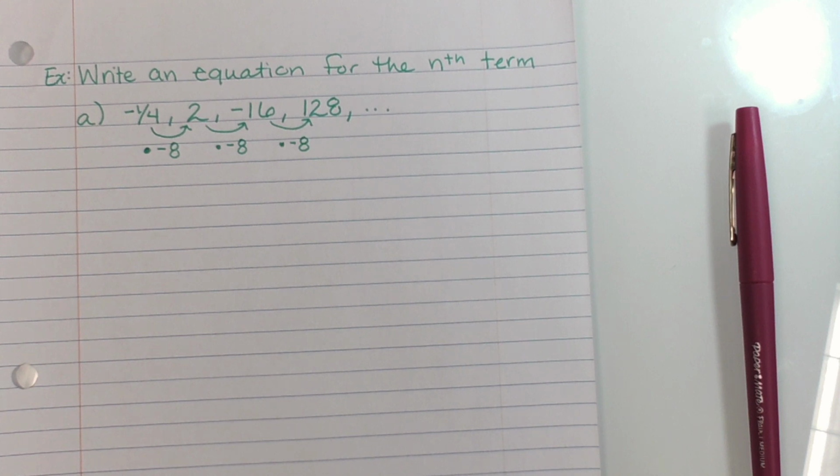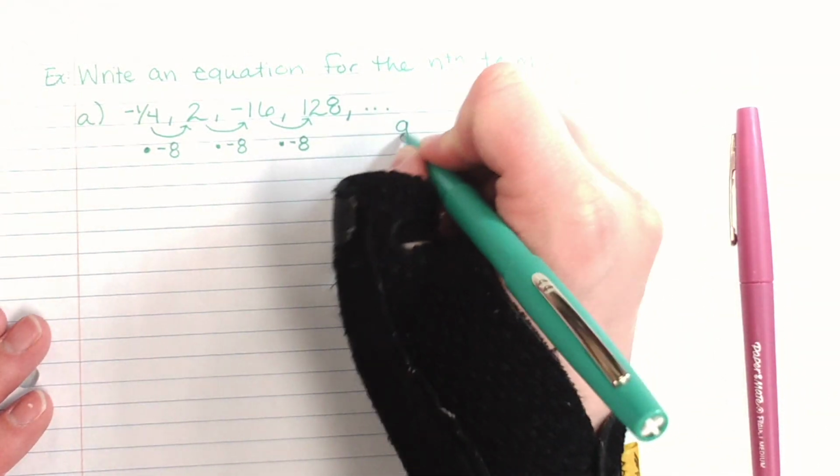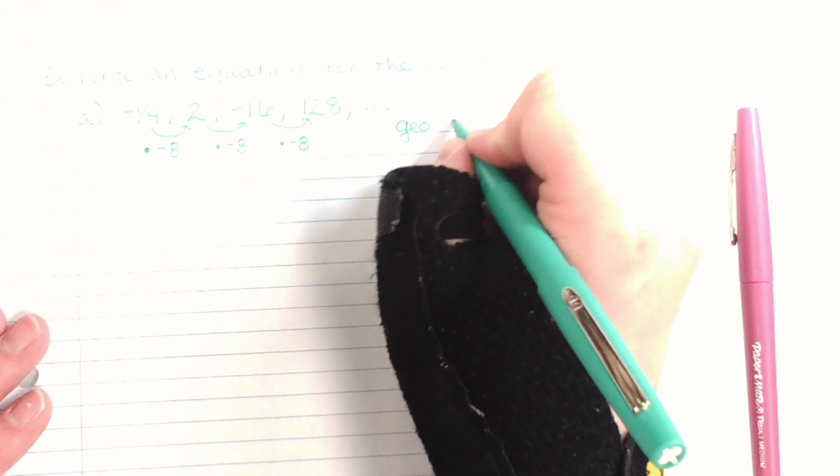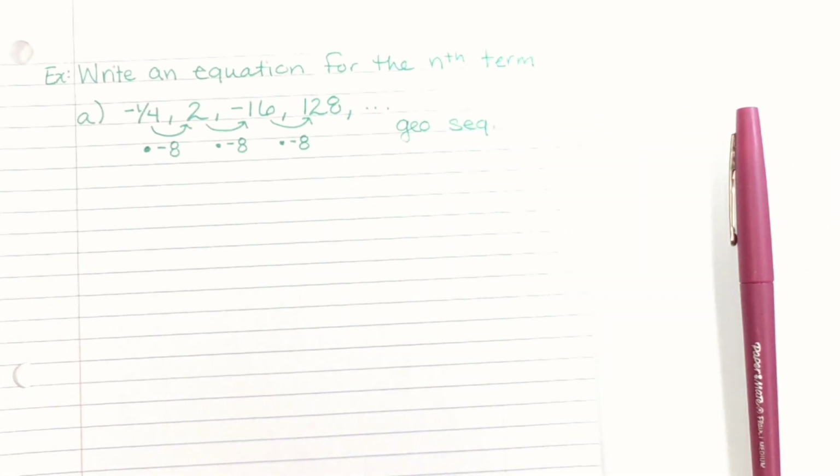Now, 2 divided by a negative 1/4 is not the easiest thing to do. It's not terrible, but it's not the easiest. You don't have to do the first 2 terms. We could have done negative 16 divided by 2. And then just verify that that's what it's doing every single time. And it is indeed multiplying by negative 8 every single time. Multiplying by the same thing, it's geometric, it's a list, it's a sequence.